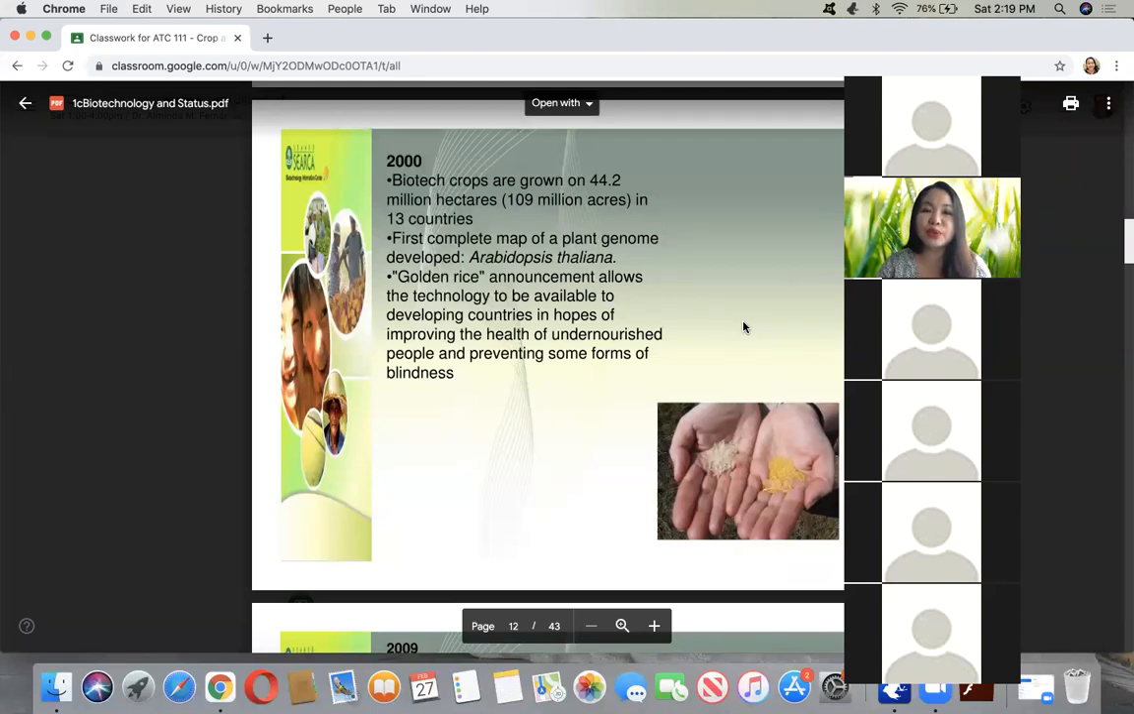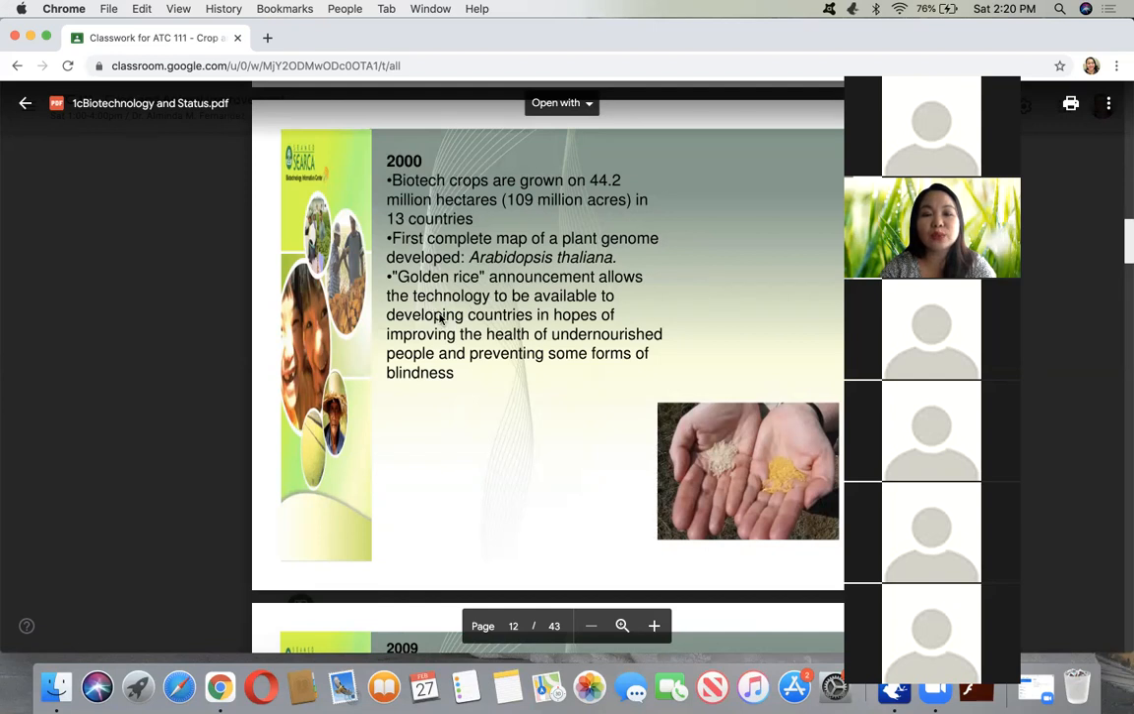if you search through Google, lahat ng mga researches are using Arabidopsis thaliana. Kasi ito yung unang tanim na first complete map na ng plant genome. Actually, by this time, human genome was already completely mapped along with different crops and animals. So we also have the so-called golden rice.